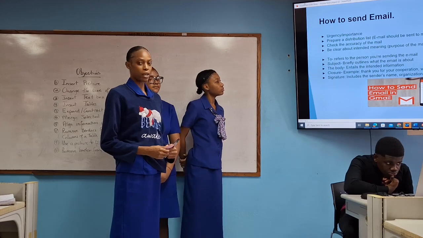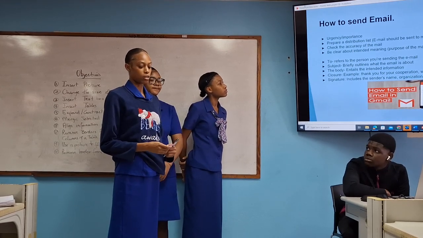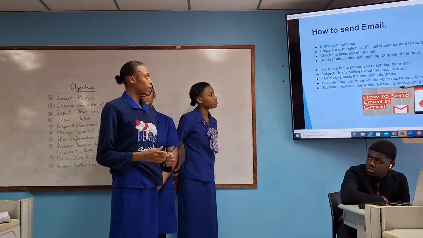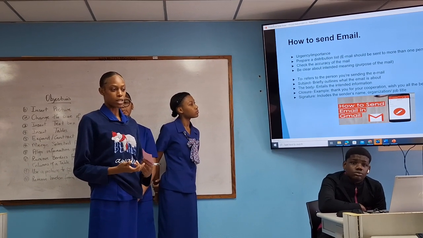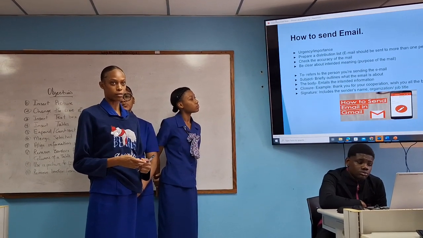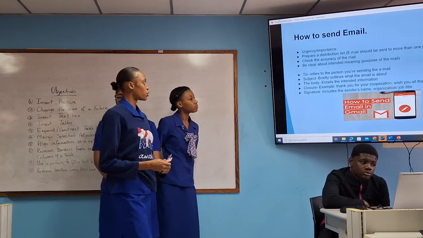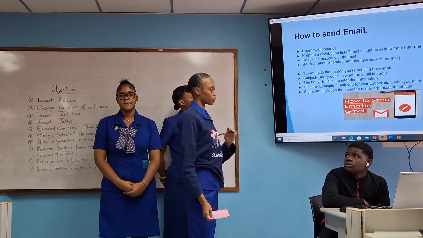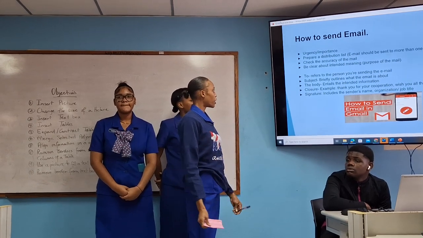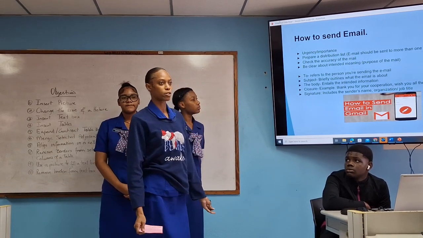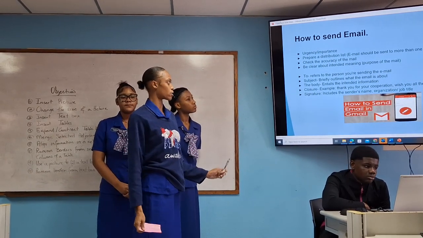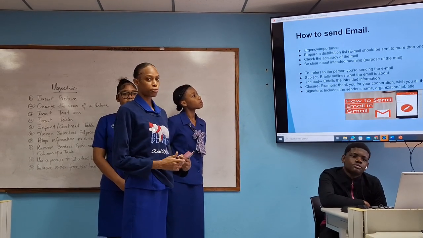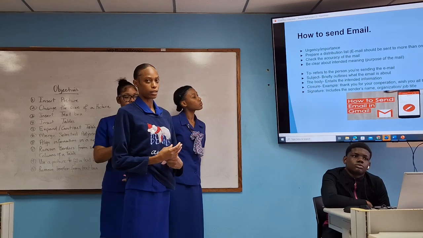Before sending the email, you will check the accuracy of the mail, make sure that all the information is right. Be clear about the intended meaning, the purpose of the mail. So we know that an email consists of more than one thing. Here we have the To, which refers to the intended person, the person you're sending the email to. The subject briefly outlines what the email is about.